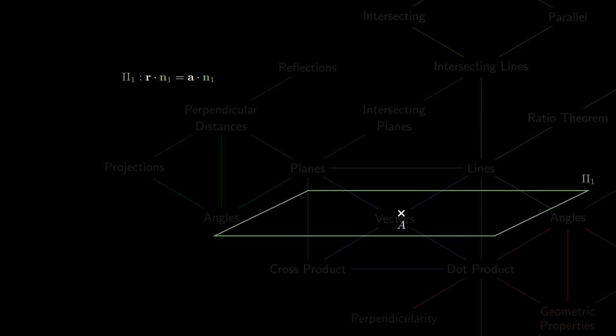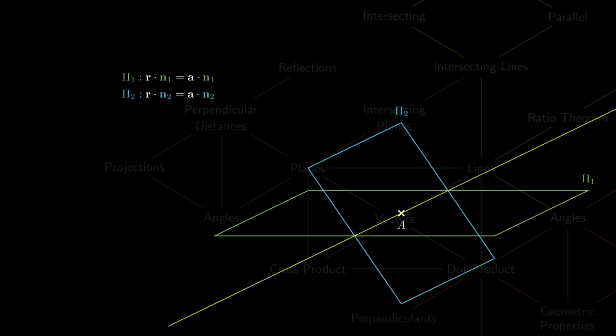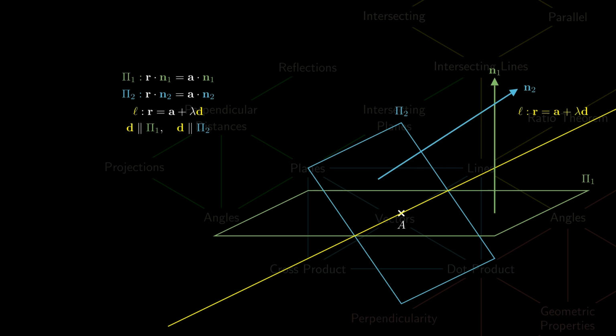But what if we're considering the interaction between two planes instead? Clearly the two planes intersect in a line. How do we find the equation of this line? Let's include the normal vectors of the two planes. And since the line lies on both planes, the direction vector d must be parallel to both planes. But that means the direction vector d must be perpendicular to both normal vectors n1 and n2. But what vector is perpendicular to both n1 and n2? That will be the cross product of n1 and n2.